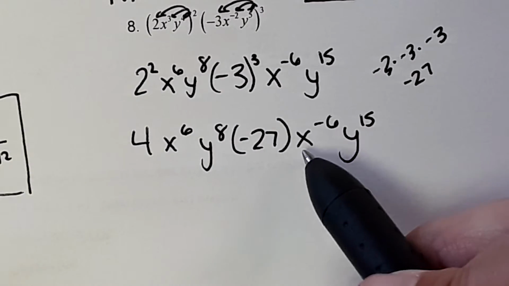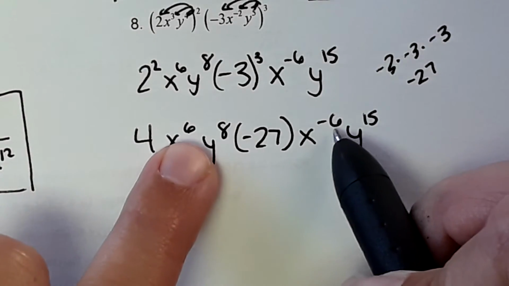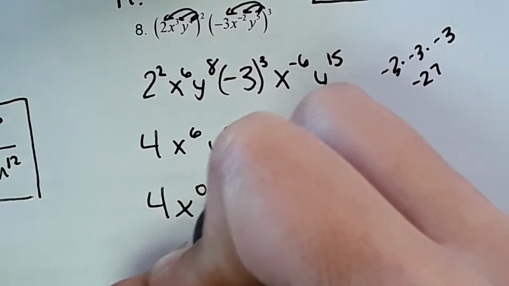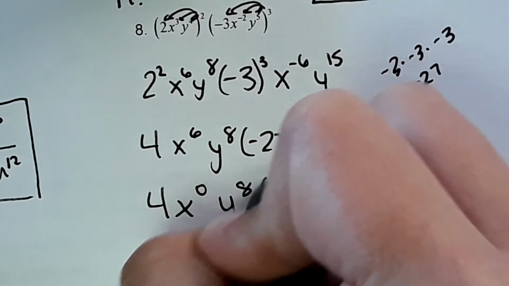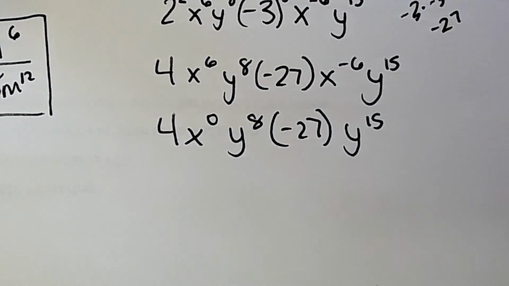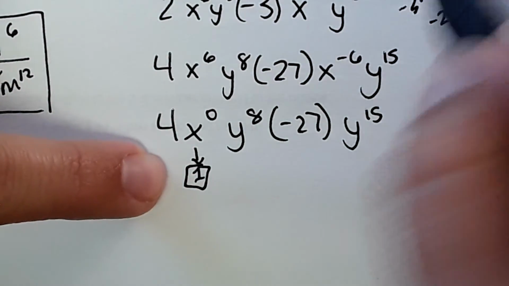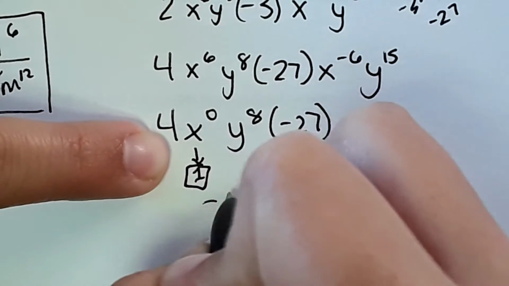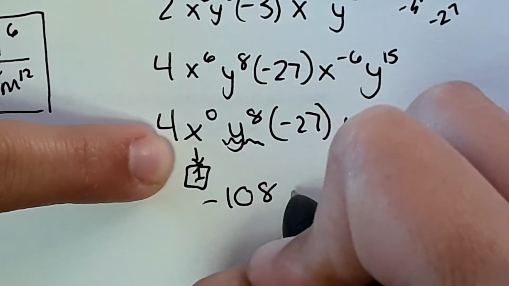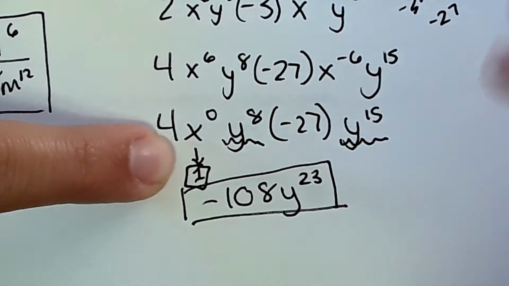Now I could put this in the denominator and then x to the 6th and x to the negative 6 would cancel, or I could use the rule where you just subtract the exponents. Either way, you're going to get 4x to the 0, then y to the 8th times negative 27, and then y to the 15. x to the 0 is just 1. So we kind of get rid of that because anything times 1 is itself. 4 times negative 27 is negative 108. And then I'm going to combine y to the 8th and y to the 15th to get y to the 23rd power. And that's my final answer.